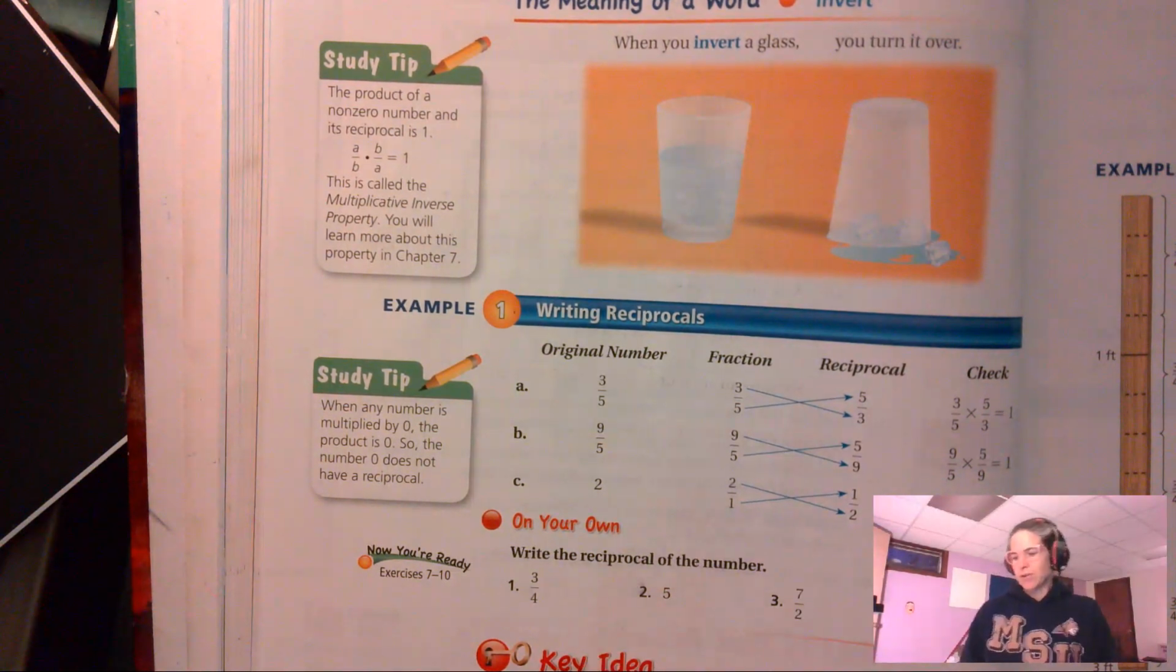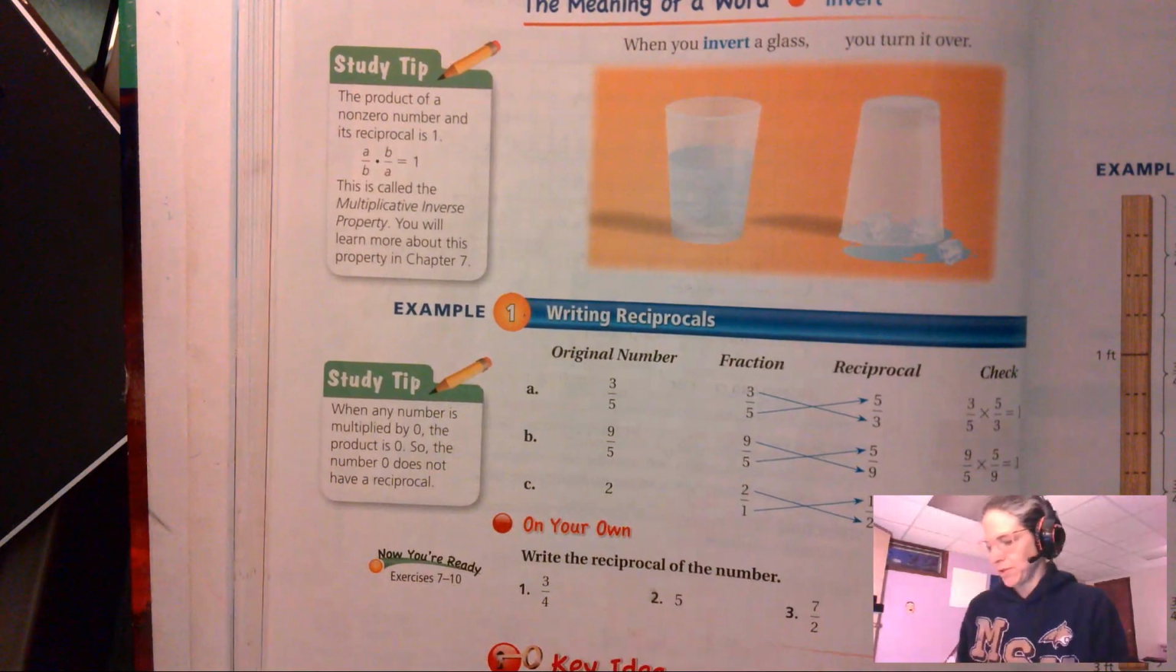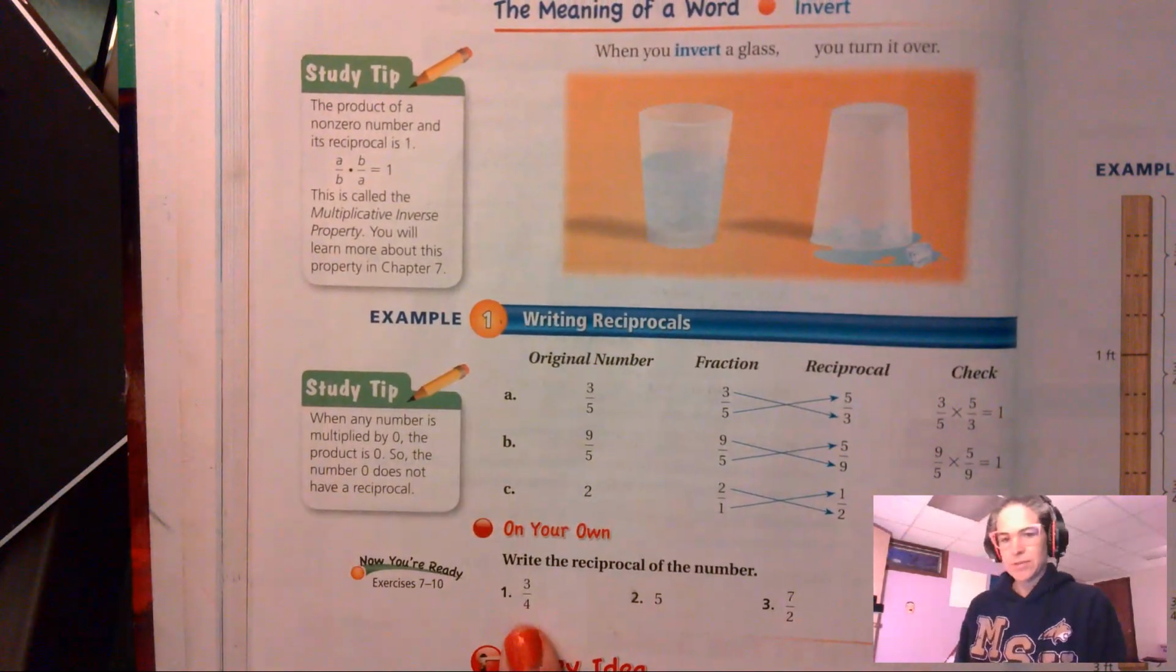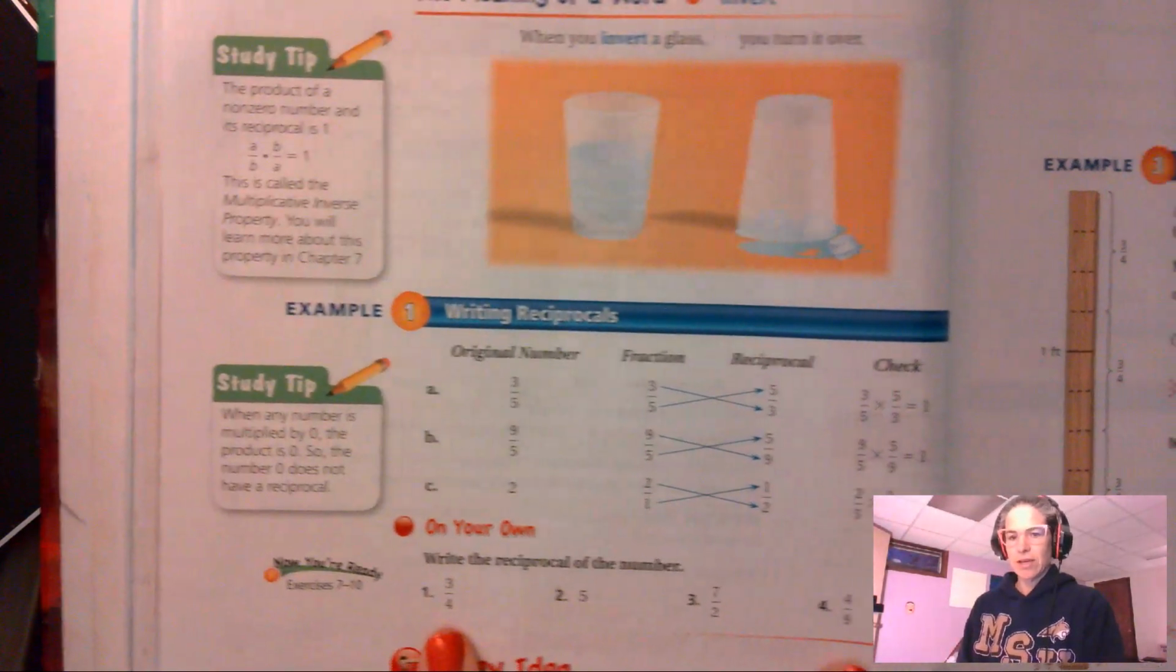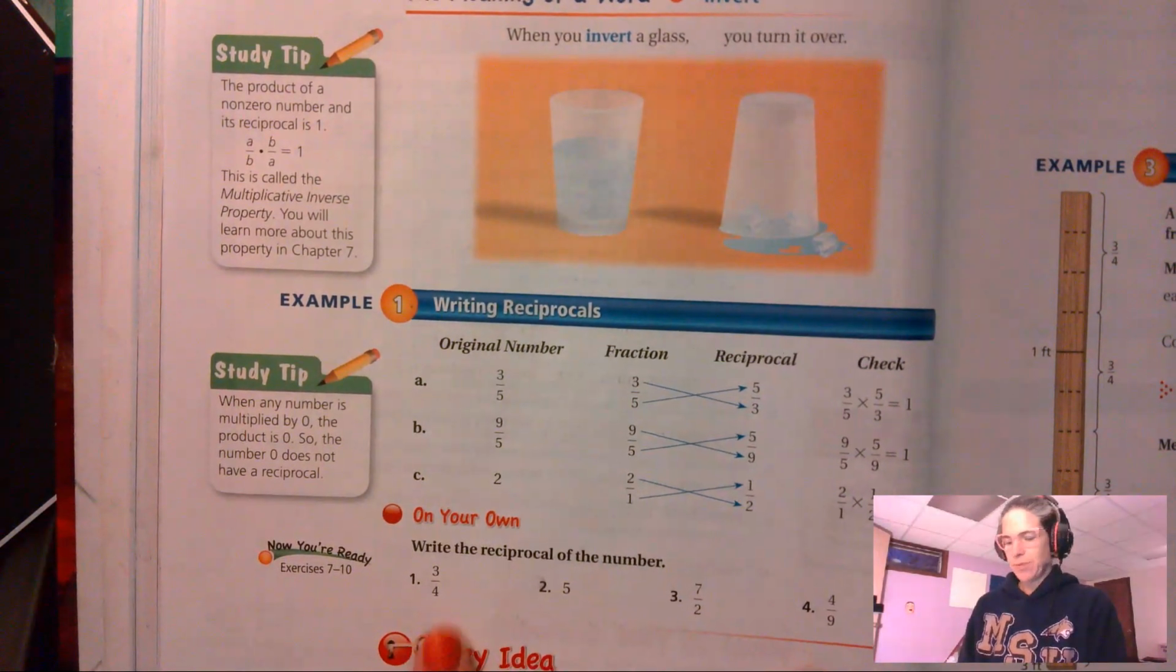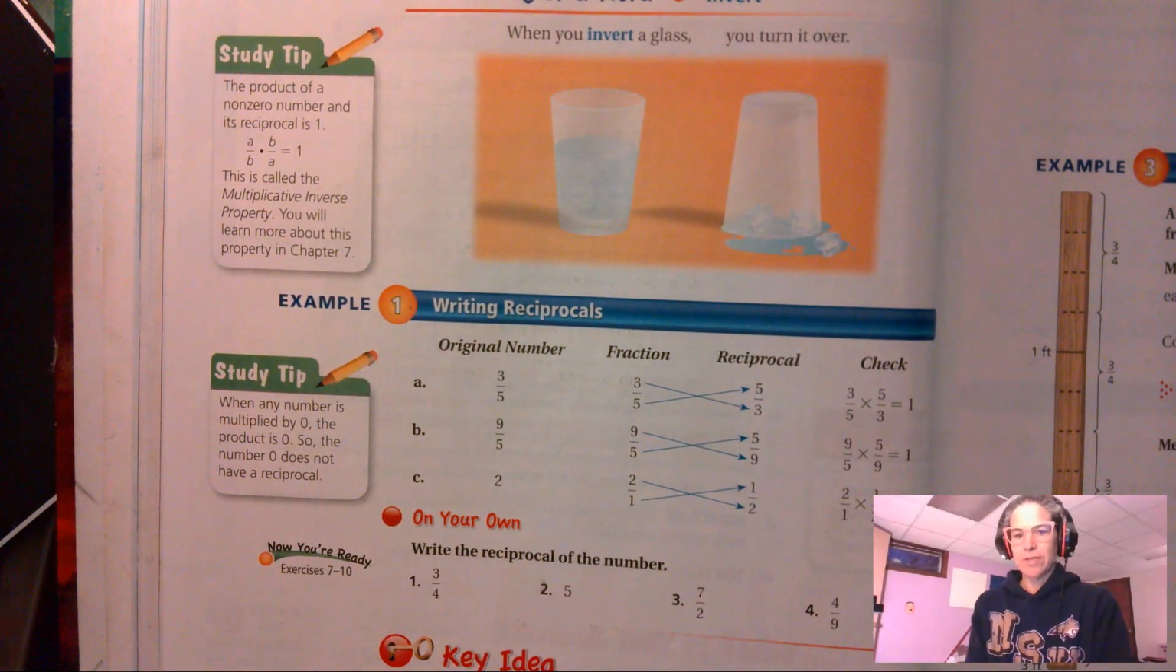Now I want you to go ahead and pause the video, and you are going to do on your own number 1, 2, 3, and 4. Go ahead and pause it. We're going to write our reciprocals 1, 2, 3, 4 on your own, page 64.